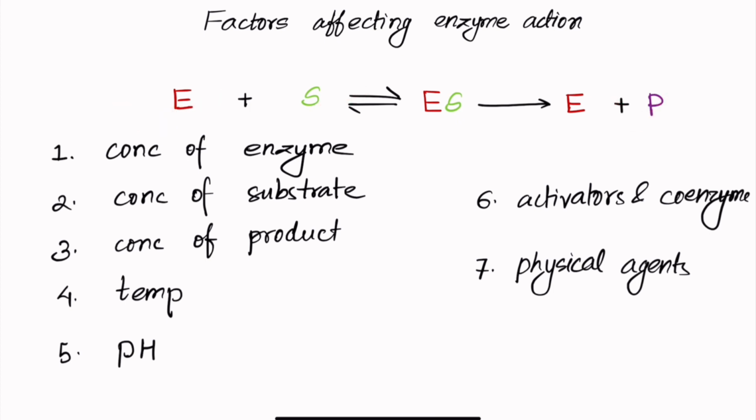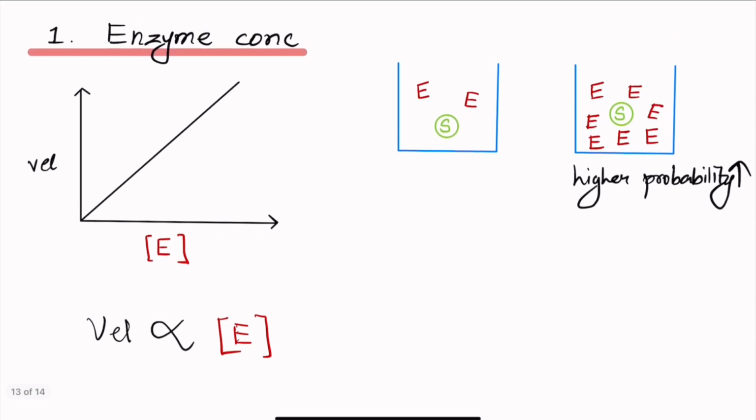So the factors affecting enzyme action are the concentration of enzyme, the concentration of substrate, and the concentration of product. Along with these three factors, there are other factors affecting enzyme action, such as the temperature of the reaction, the pH of the reaction, activators and coenzyme, and various physical agents. So these are the 7 main factors affecting enzyme action that we are going to study in this particular video. Let's look at each of them one by one.